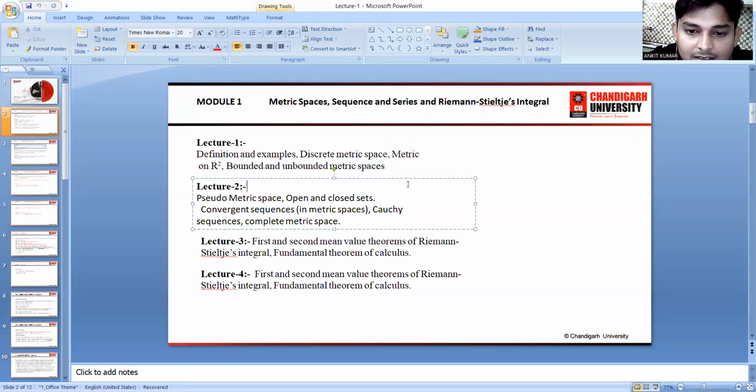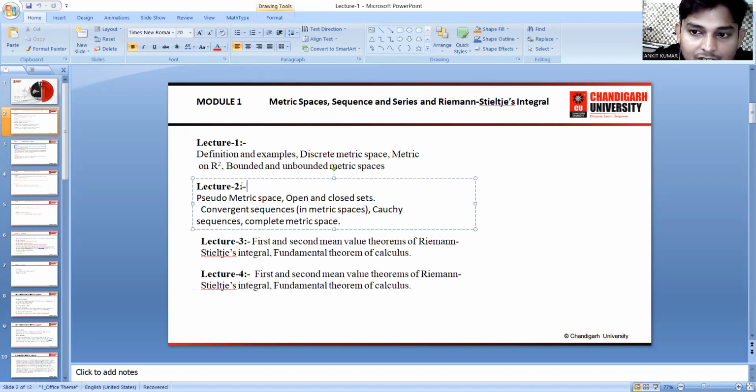So in the first lecture I will discuss the definition of metric spaces, next the properties of metric spaces, third the examples of metric spaces. After that I will discuss the discrete metric space, its definition and examples. And third, the bounded and unbounded metric space, its properties and examples. I hope it is clear to all of you.